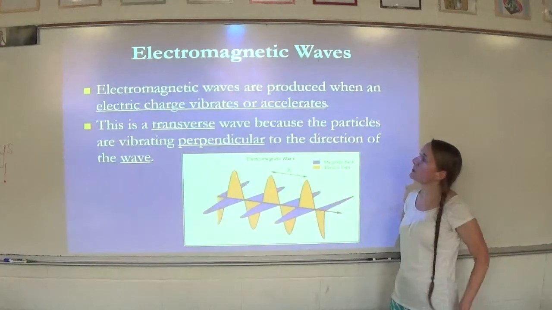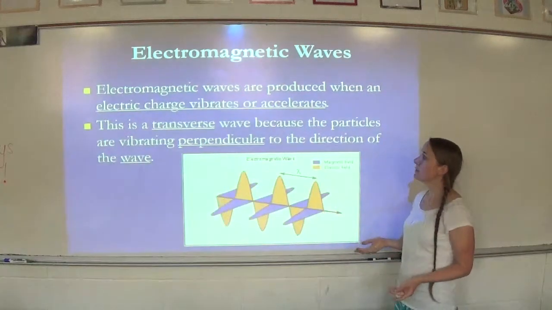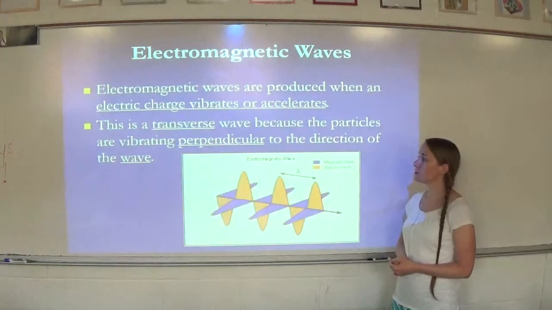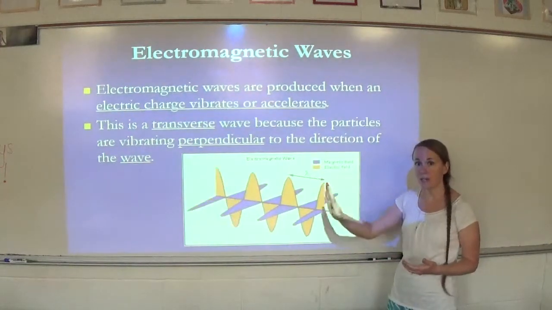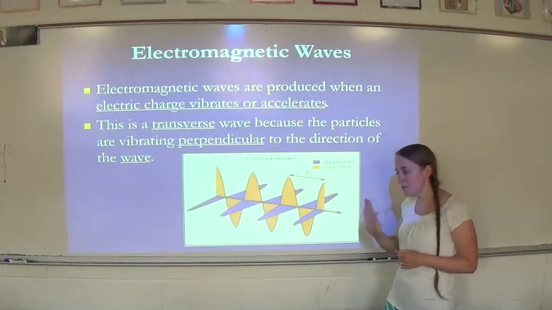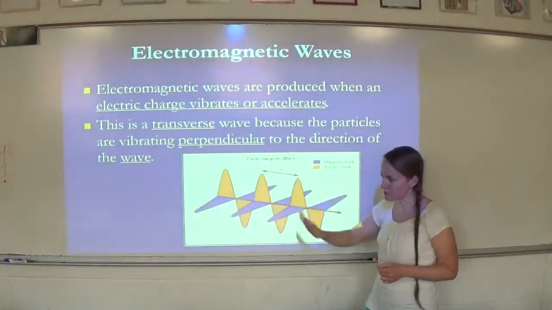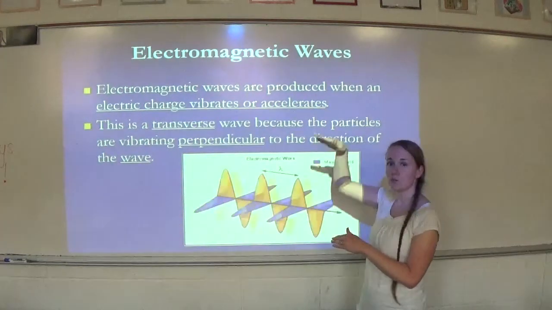Electromagnetic waves are produced when an electric charge vibrates or accelerates. This is a transverse wave because the particles are vibrating perpendicular to the direction of the wave. So remember how we talked about longitudinal is parallel and transverse is perpendicular to the movement of the waves? The wave may be moving this way for transverse if I'm sitting here doing this. So the wave's moving this way, but the particle itself is going up and down.